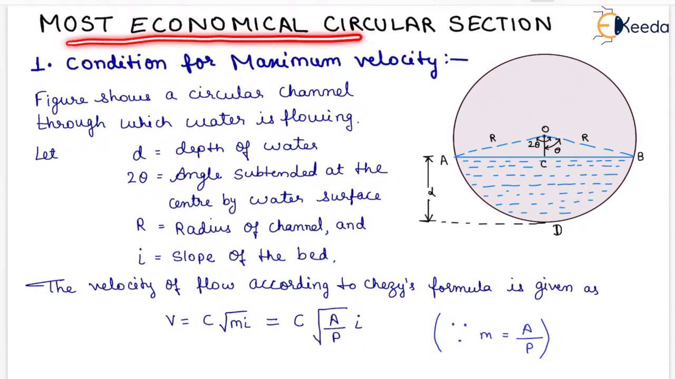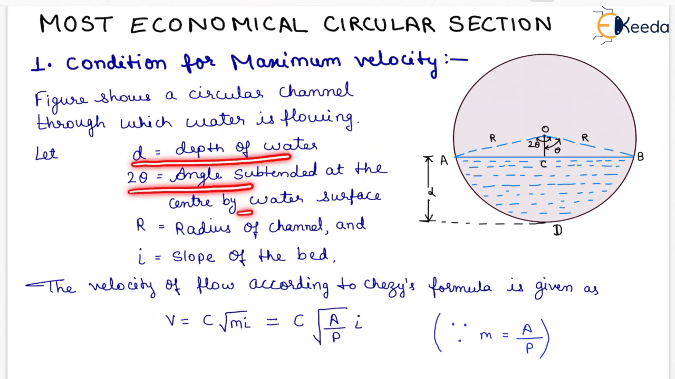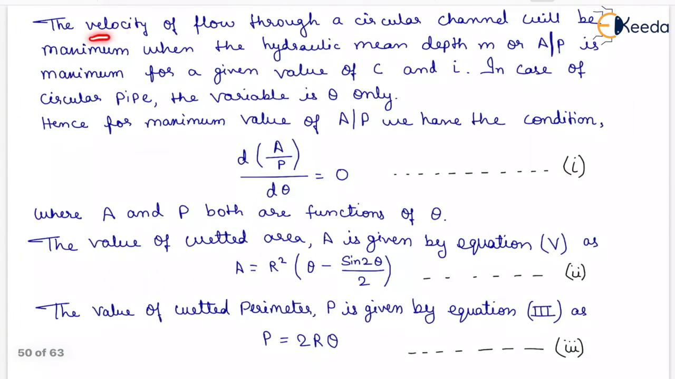Now the most economical circular section. First is the condition for maximum velocity. The figure shows a circular channel through which water is flowing. Let d equal the depth of water, 2θ the angle subtended at the center by the water surface, r the radius of the channel, and I the slope of the bed. The velocity of flow according to Chezy's formula is v equals C√(mi). On putting m equals A by P, we have C√(A/P × I). The velocity of flow through a circular channel will be maximum when the hydraulic mean depth m, or A by P, is maximum for given values of C and I.